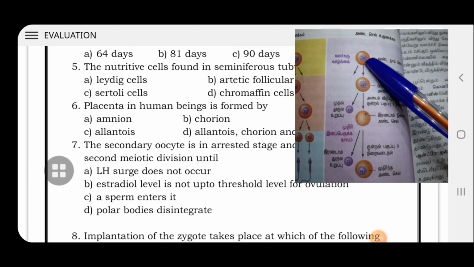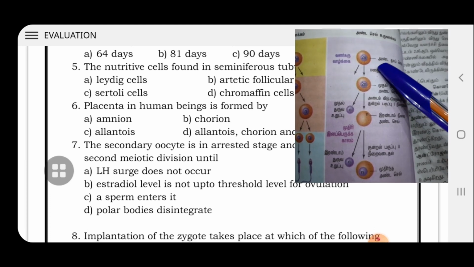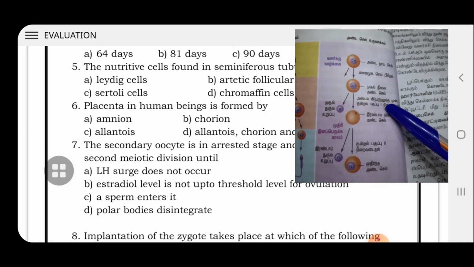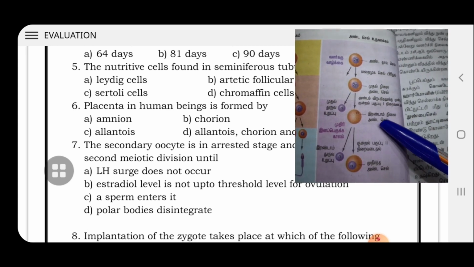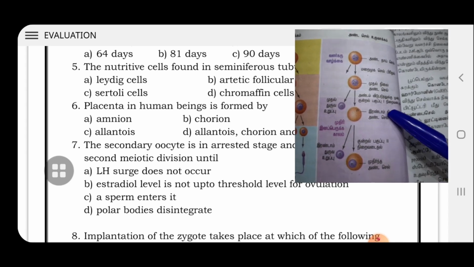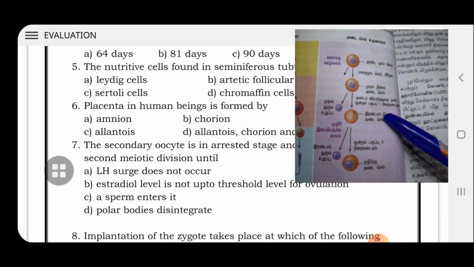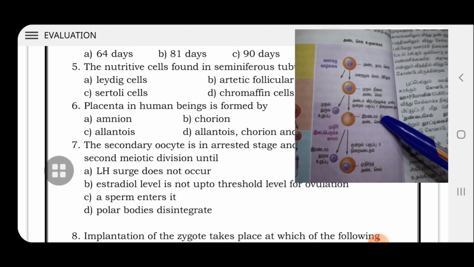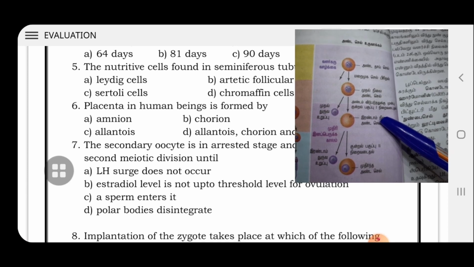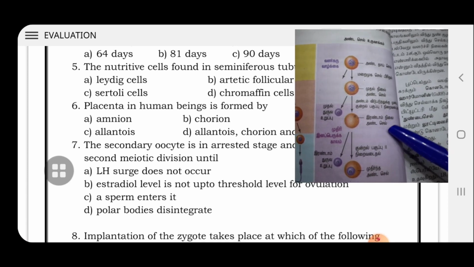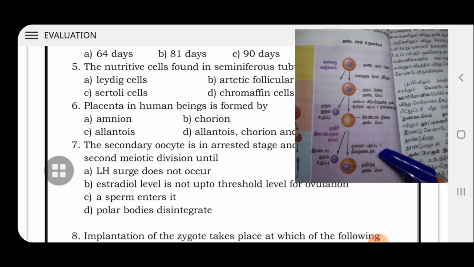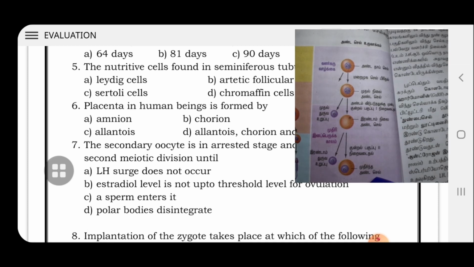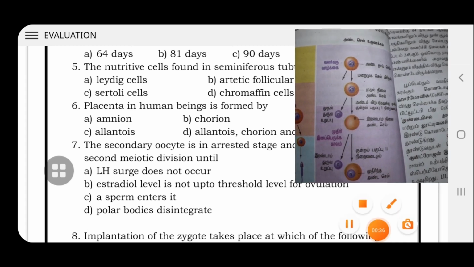The secondary oocyte is in an arrested stage and does not undergo secondary meiotic division until. In this, oogonia or egg mother cells undergo meiotic divisions to form primary oocytes. The primary oocytes undergo meiotic division 1 to form secondary oocytes. These secondary oocytes are now in an inactive condition. After ovulation, the secondary oocyte is discharged into the fallopian tube. When the sperm enters into it, the secondary oocyte undergoes meiotic division 2 to form a mature ovum. So here the answer is a sperm enters into it.